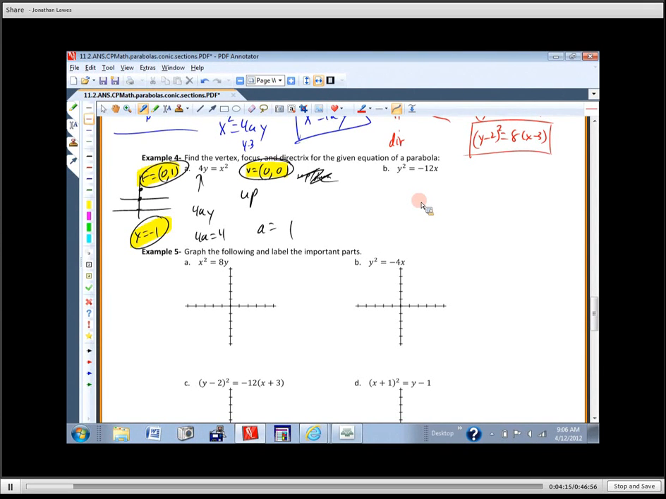Look at it, figure out whether it's up or down, right or left, and then of those two, look at the signs and figure out, well, gosh, I know it's got to be one of those 4 directions: up, down, right, left.